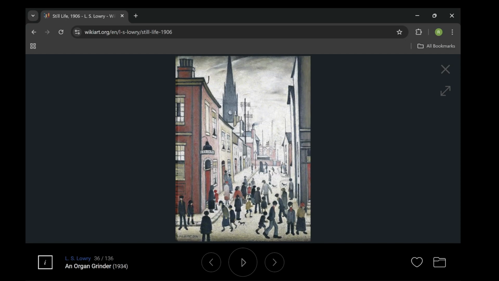Back to a classic Lowry industrial scene, the organ grinder. Where is the organ grinder? Oh, it's down there, look. So we have to look down through the perspective again, past the reds and the blacks and the whites, and he really is in his stride.